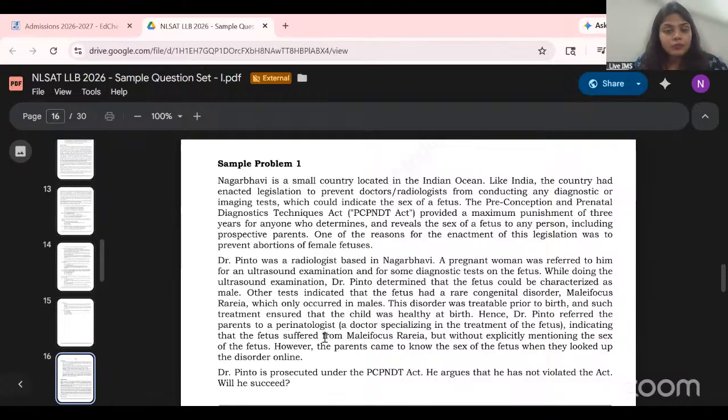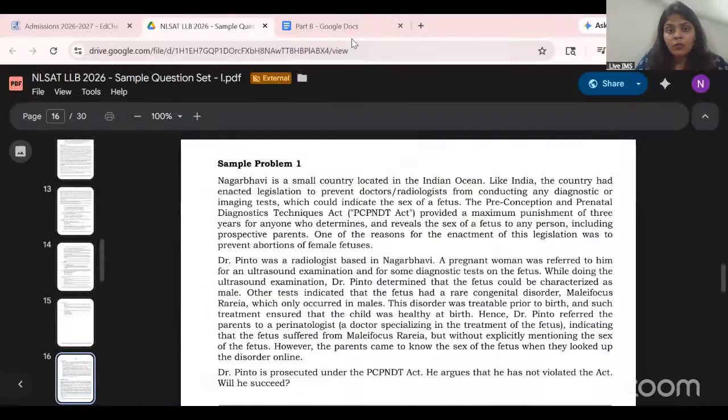All right. So I have solved this for you all. I'll just show you how you can structure your answer. Just give me a minute. Let me reshare my screen. All right.